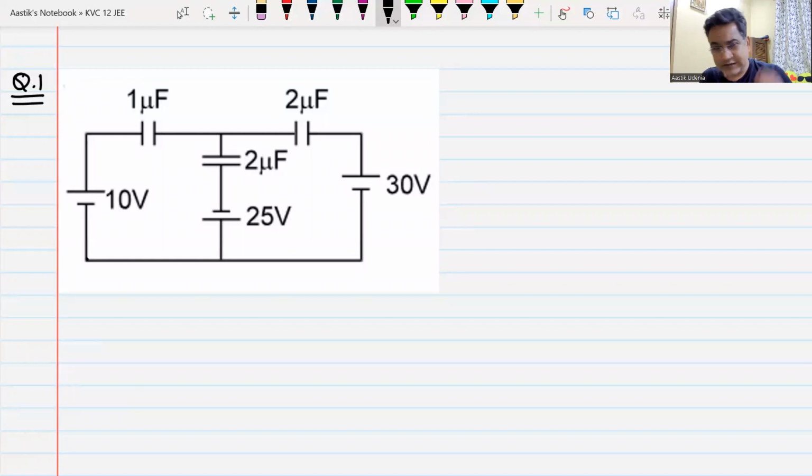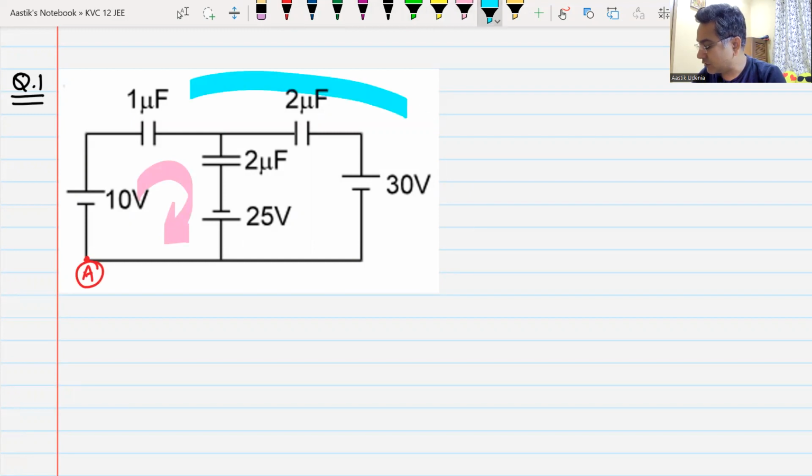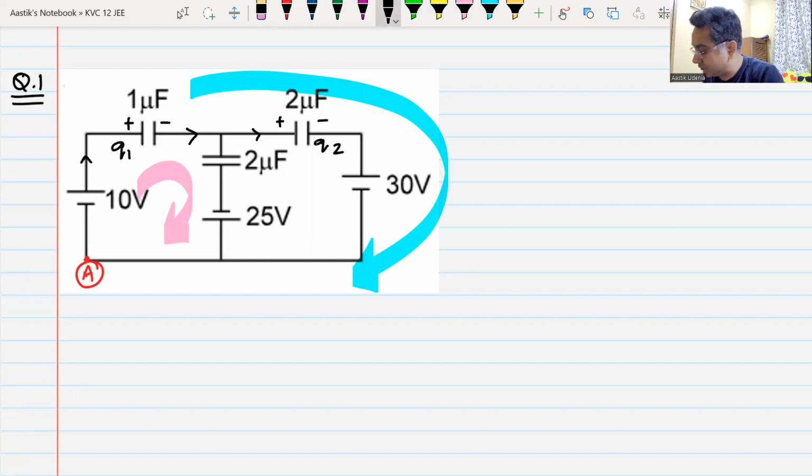Okay, then. Let's proceed and see how we are going to solve this. Let me call this point as point A. This will be my pink loop, and the top one will be my blue loop. Let us give the charges here. This will be positive, negative. This will be Q1. On this, it will be plus or minus. This will be Q2. This will be Q1 minus Q2.